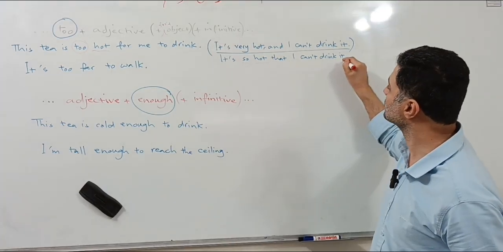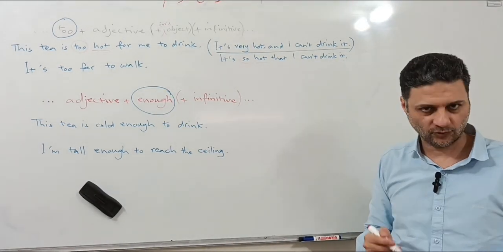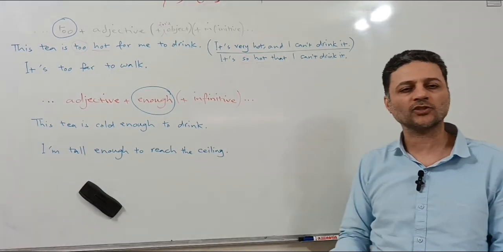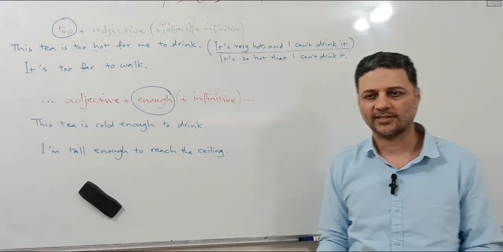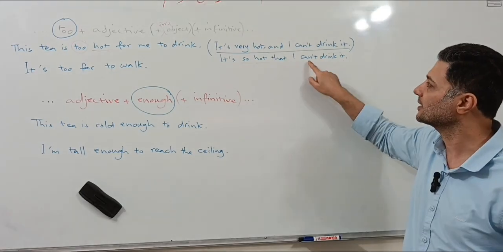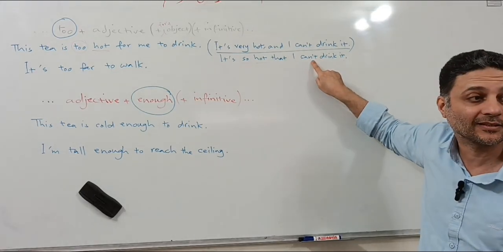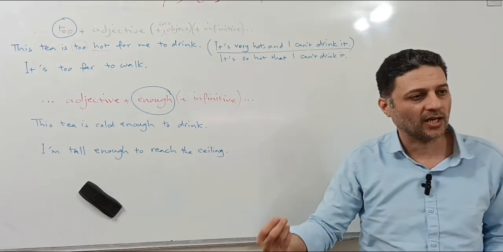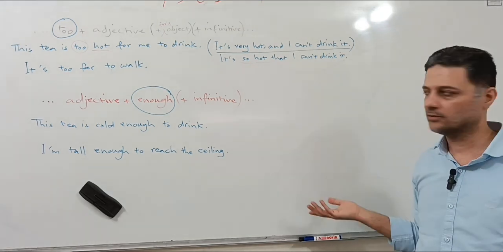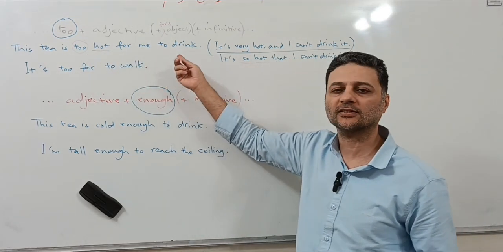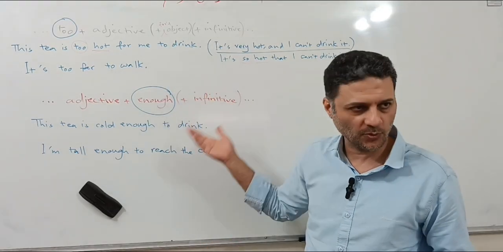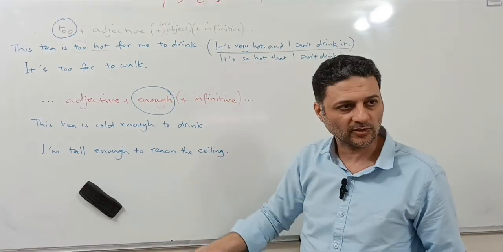we use a that clause, actually. In grammar, they call it a that clause. That I can't drink it. A clause looks just like a sentence. It's so hot that I can't drink it. Again, we see not here, so the sentence explicitly says the meaning is negative. But in the too structure, you don't see any never, not, or any negative words. We don't use any, but the meaning is implied negatively.